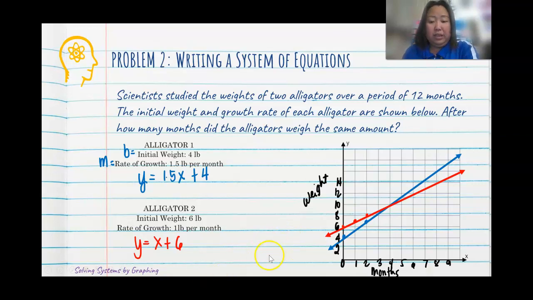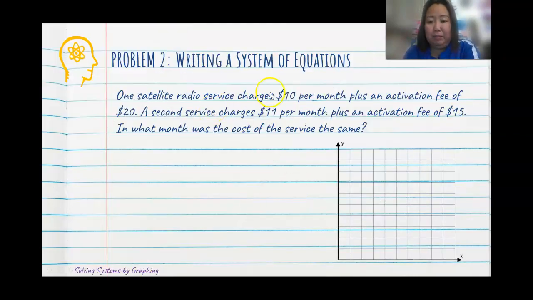So, can we see a point of intersection? Yes. You will see that both lines intersected here. At 4 months, both alligators weigh 10 pounds. So that's how you can use systems of equations on problems like this. Why don't you try this next example on your own?